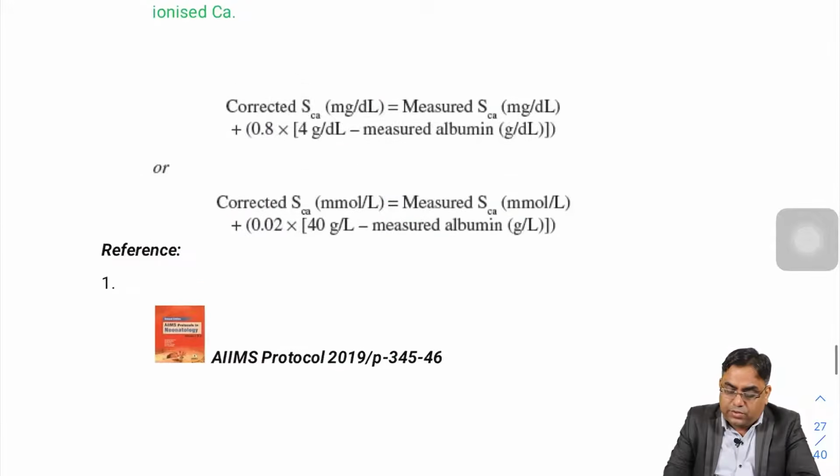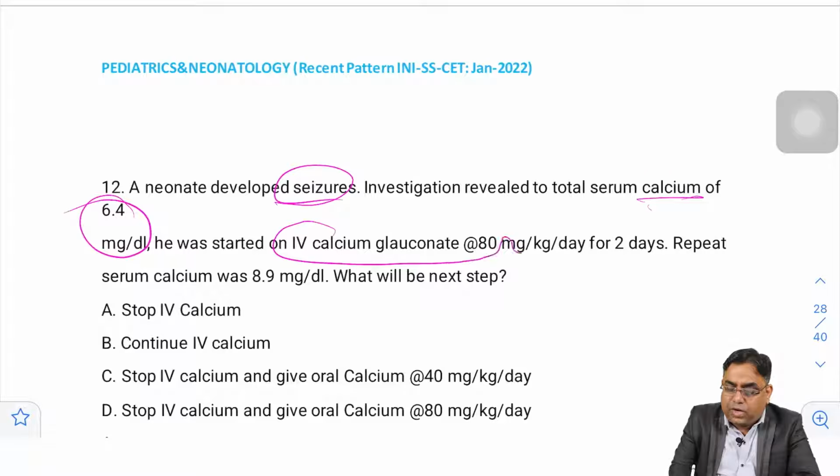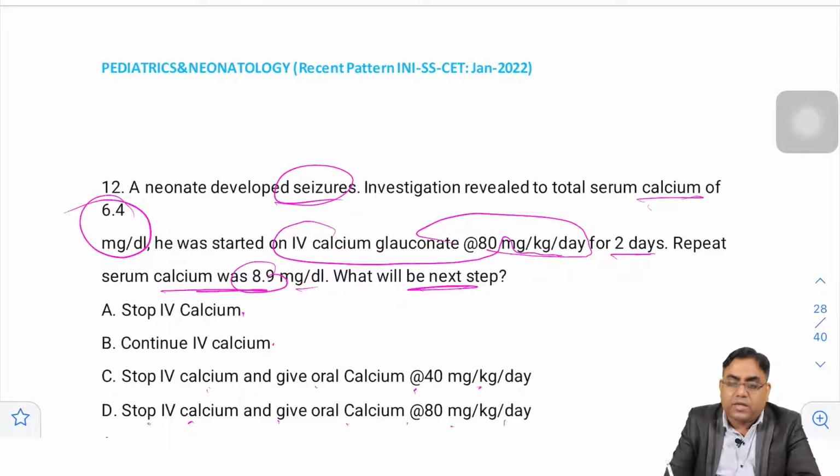Now, moving to the next question. A neonate developed neonatal seizure. Investigation revealed serum calcium of 6.4. He was started on IV calcium gluconate at 80 mg per kg per day for 2 days. Repeat serum calcium was 8.9, so it is normal. What is the next step? Stop IV calcium; continue IV calcium; stop IV calcium and give oral calcium at 40 mg per kg; stop IV calcium and give oral calcium 80 mg per kg.